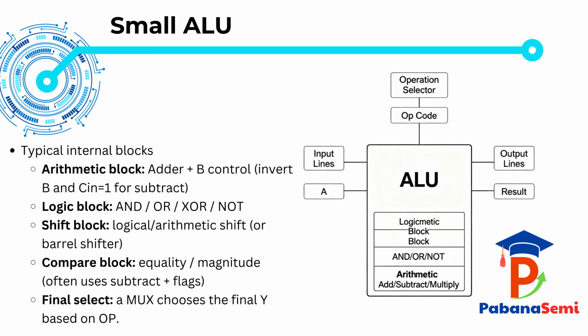Finally, because multiple blocks can produce outputs at the same time, the ALU needs a final select stage. This is typically a MUX, controlled by the opcode, which selects the correct output and drives the final result Y. So the ALU is basically a set of specialized blocks running in parallel, and the opcode chooses which result becomes the final output.